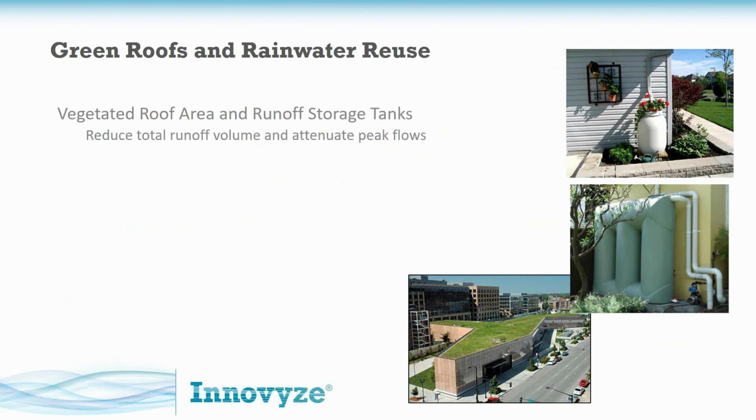So green roofs and rainwater tanks. This is a pretty interesting topic. So the idea here, a vegetated roof area or a kind of downspout tank. Well, the point of these would be that you can directly reduce the runoff from your site and attenuate peak flows.